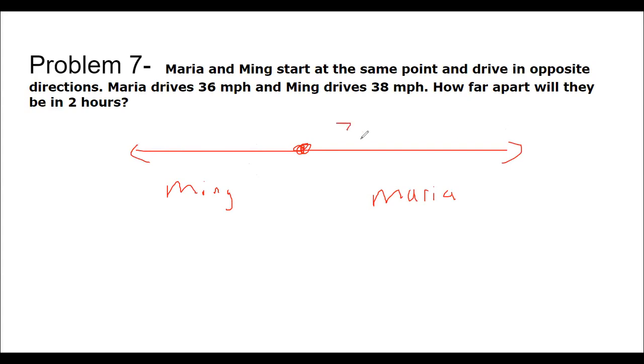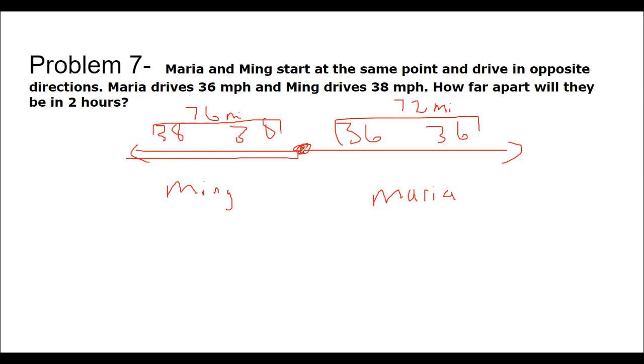So Marie drives 36 miles per hour for 2 hours. So 36 and 36. Ming drives 38 miles per hour for 2 hours. So 38 and 38. So Marie drives, we add that up, and we get 72 miles that she goes. She gets out here, 72 miles. 38 and 38, I add those up, and I get 76 miles that Ming travels. So how far apart are they? Well, Ming's 76 miles away from the starting point, and Marie is 72 miles away.